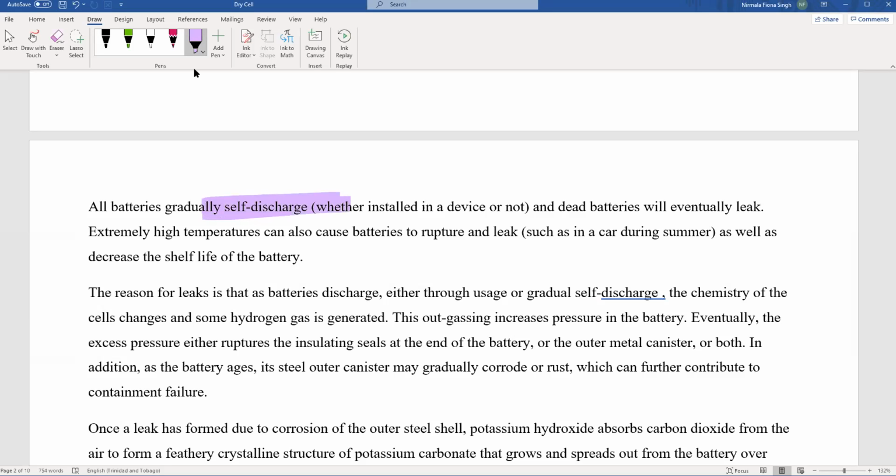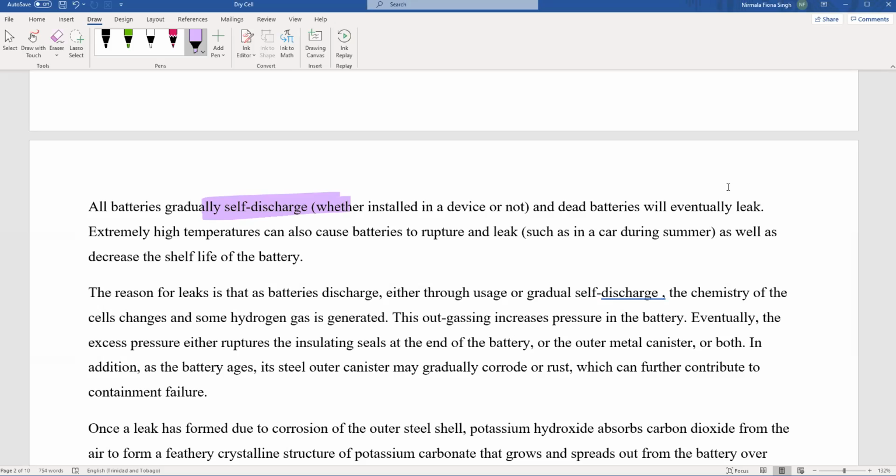They will use up their chemicals over a certain amount of time, and dead batteries will eventually leak. When your battery dies, it will start to leak. This is usually your number one cause; we're going to see it a little later. Let's read. Extremely high temperatures can also cause batteries to leak or rupture, such as in cars in summer. If you have really hot days, we can get a leaking battery. This is why I think we have far more battery replacements in the tropics than in temperate climates, as well as a decrease in the shelf life of batteries.